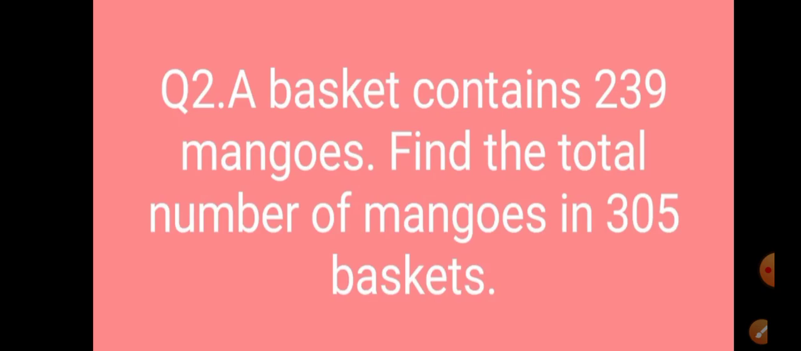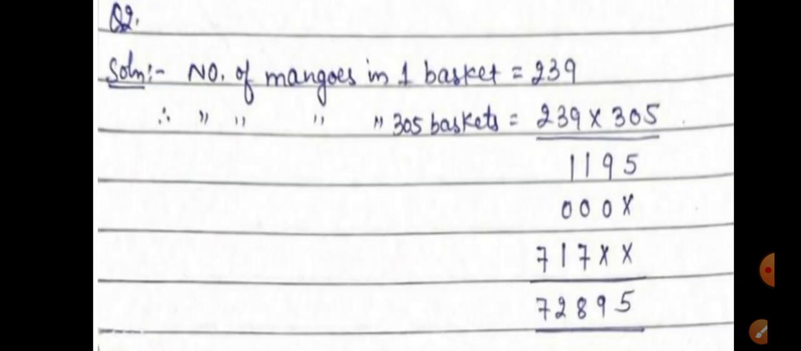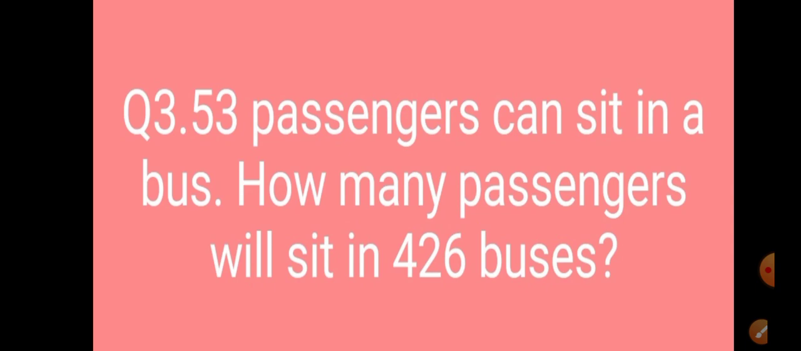Next is, a basket contains 239 mangoes. Find the total number of mangoes in 305 baskets. Means the number of mangoes in one basket is given, that is 239. Now we have to find the number of mangoes in 305 baskets. Again, the number of mangoes in one basket is given and we have to find it for more, so we have to multiply. So multiply 239 by 305. So we get 72,895.